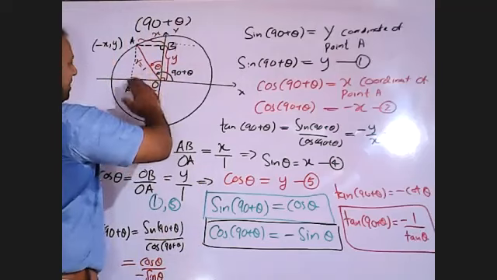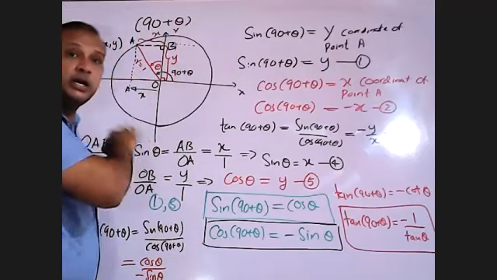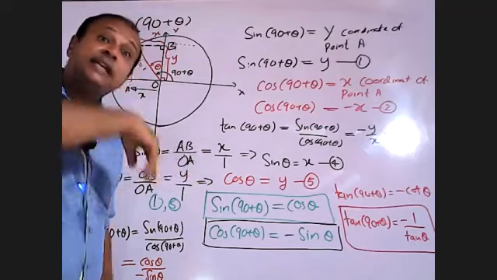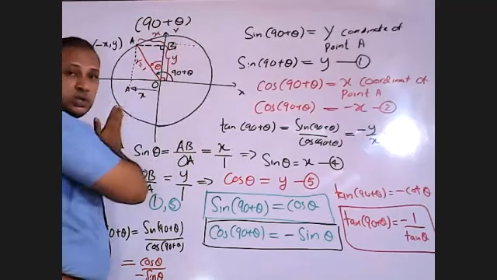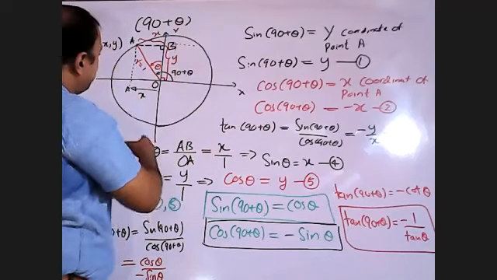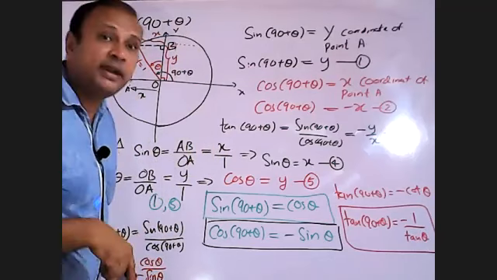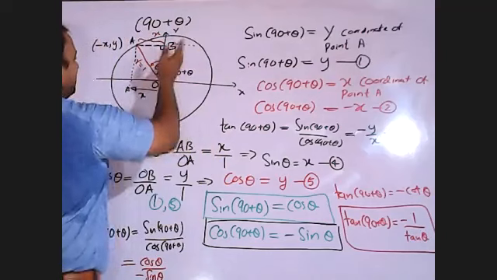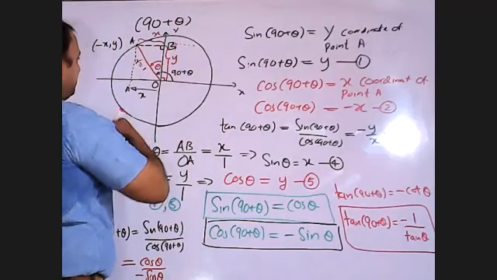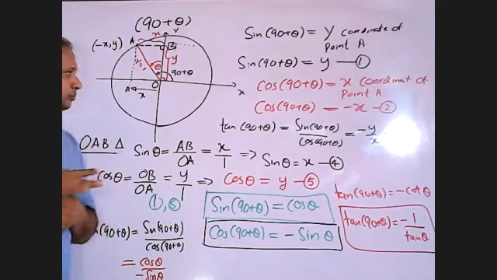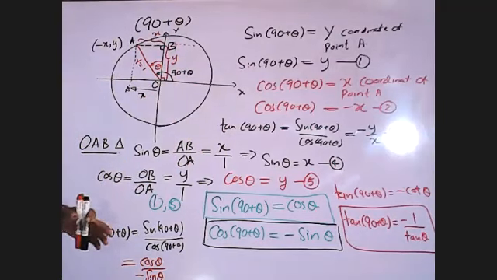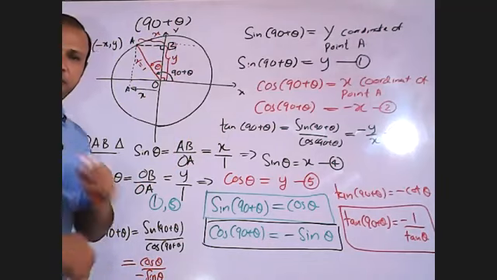So 90 plus theta belongs to the second quadrant. 90 minus theta belongs to the first quadrant. Then 180 minus theta. I will erase this one, no?